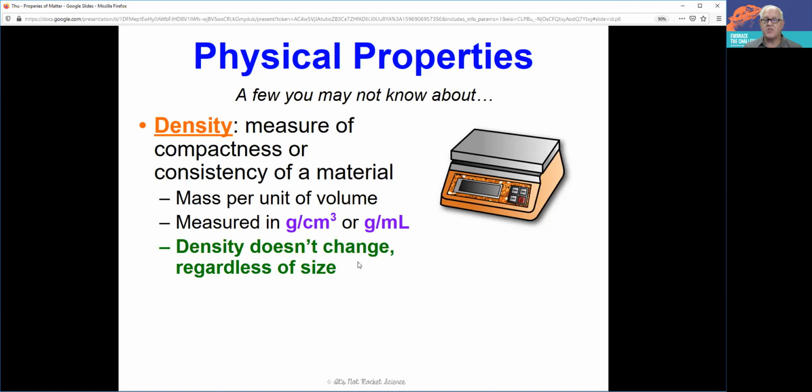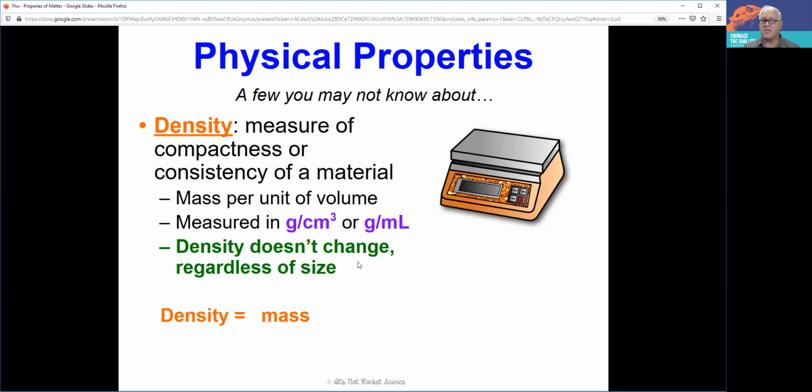Density doesn't change regardless of size. If I take a piece of iron, the density of iron is the same whether I have a small amount of it or a huge girder that's going on a building. The density doesn't change. And we can identify different metals by knowing what its density value is.